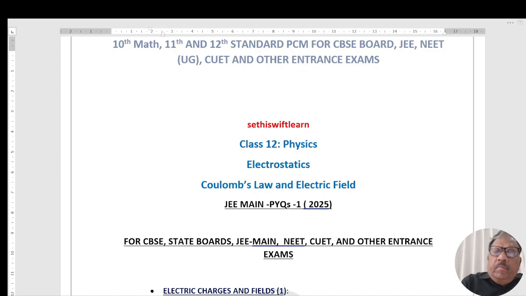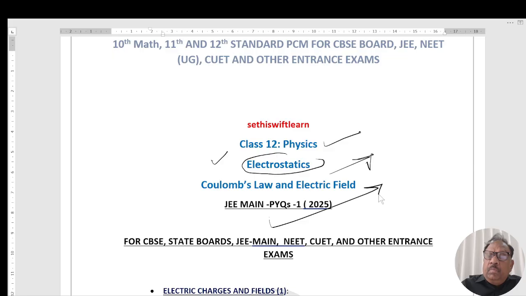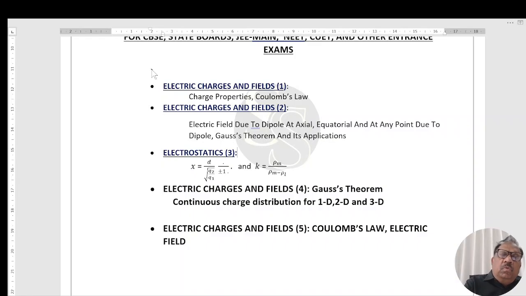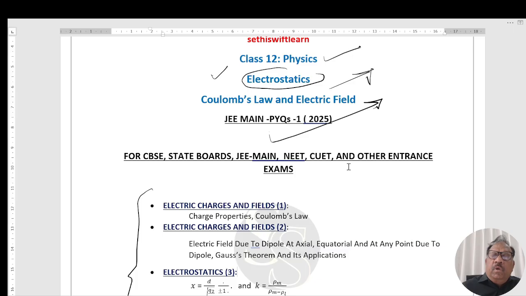Hello students, in today's session of Electrostatics, class 12, subject physics, further concepts on Coulomb's law and electric field will be cleared through illustrations taken from JEE Main PYQs 2025. In an earlier session, we have gone through all the concepts of Coulomb's law and electric field.